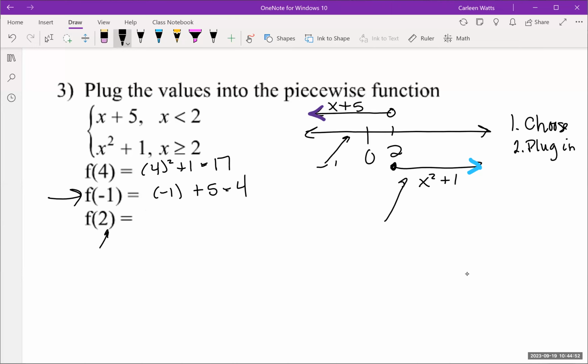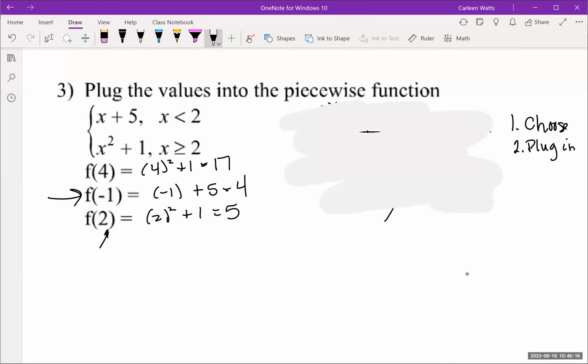So it goes into bottom because that's the one that has a filled in dot. So 2 squared plus 1 is 5. Okay, so that is choose and plug in. All you have to do is choose and plug in. You don't even have to technically do that, but it helps us to see what's going on.